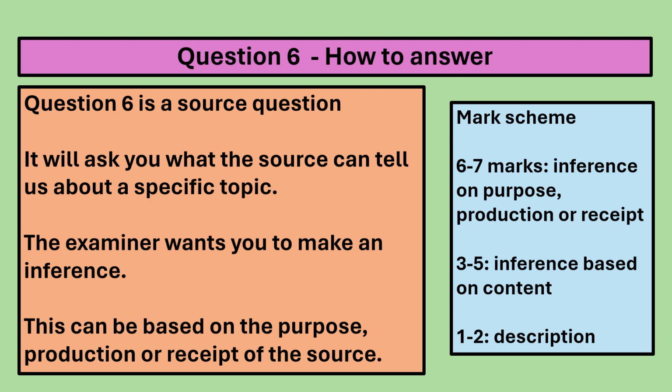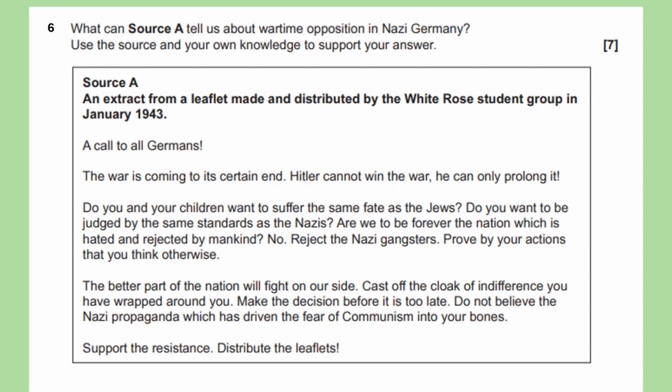To get up to the top band of marks, 6 or 7 out of 7, that's what they're looking for, an inference based on purpose, production or receipt. 3 to 5 marks is an inference based on content, so an inference based on what the source actually says or a specific feature in it if it's an image. 1 to 2 marks only if you just describe what you can see.